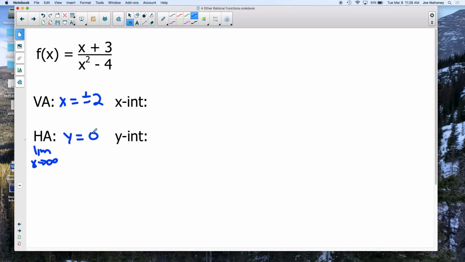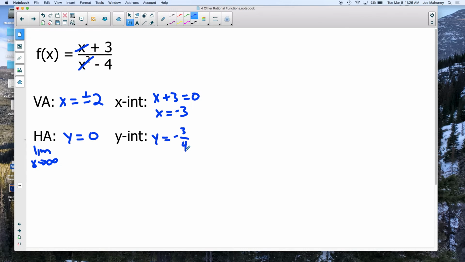Let's figure out our x-intercept now. The x-intercept is where y equals 0, so it's where the top equals 0. It's where x plus 3 equals 0. So our y-intercept is at negative, I'm sorry, our x-intercept is at negative 3. And if we take a look at our y-intercept, the y-intercept is where x equals 0. X equals 0, that's gone, that's gone. So the y value is going to be at negative 3/4.